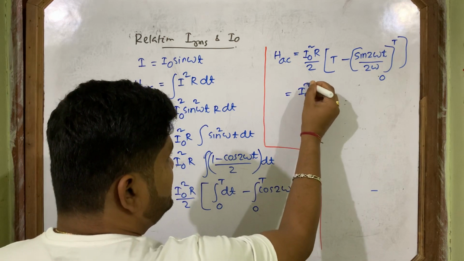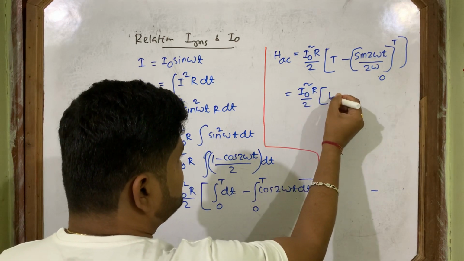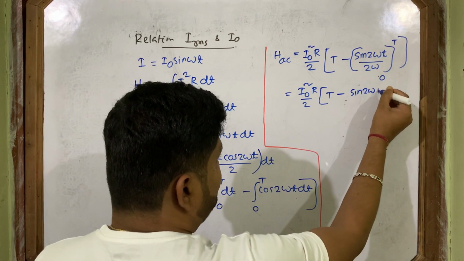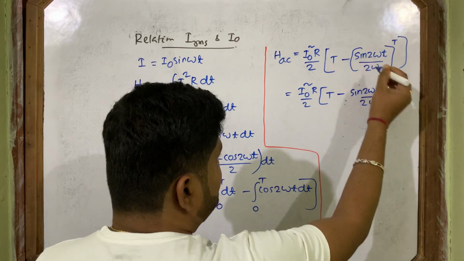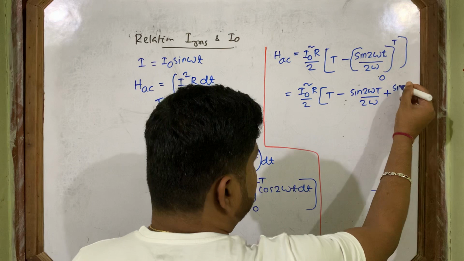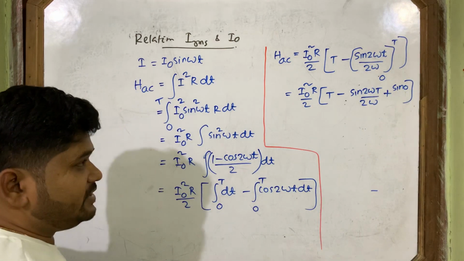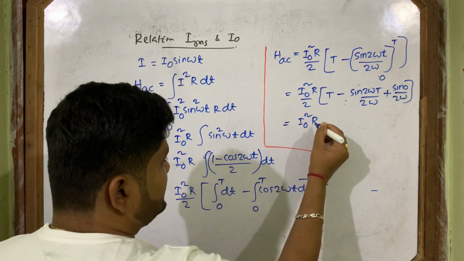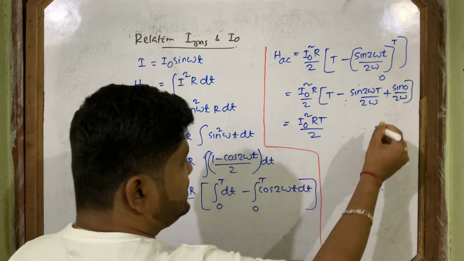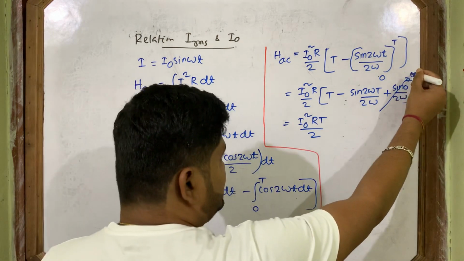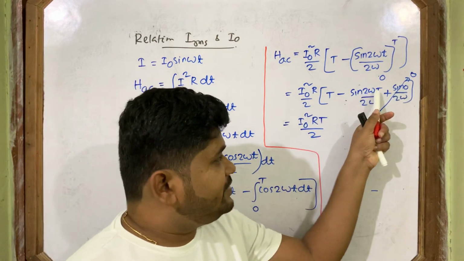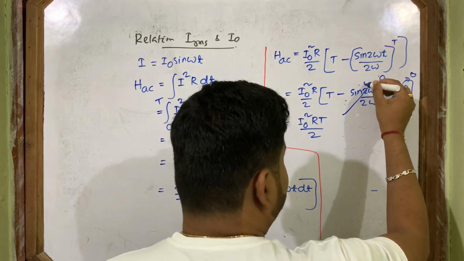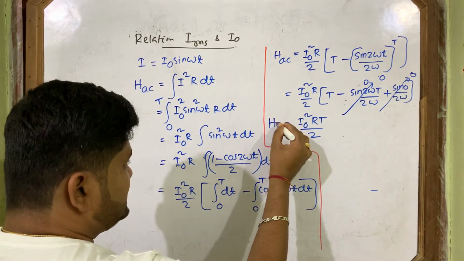Okay, so I naught square R by 2, this is t, and you put the limit on this side: sine 2 omega t by 2 omega, then minus minus plus, then sine 0 by 2 omega after putting the limits. So what we get here? I naught square R t by 2. Why? Because sine 0 is 0. Then sine 2 omega t: omega t is 2 pi, so 2 pi into 2 becomes sine 4 pi. This is also 0. So we get this much. This is the HSC value.